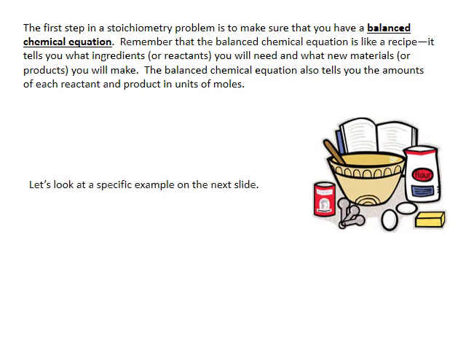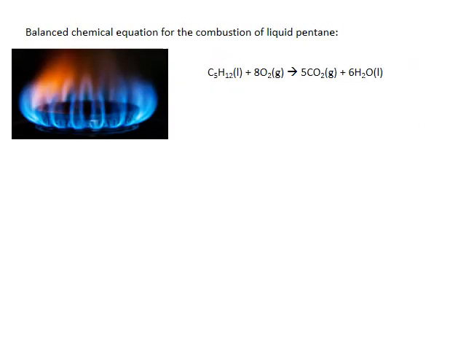Let's look at a specific example on the next slide. The balanced chemical equation for the combustion of liquid pentane is shown. Pentane has the formula C5H12. It will react: 1 mole of pentane will react with 8 moles of oxygen to produce 5 moles of carbon dioxide gas and 6 moles of liquid water.